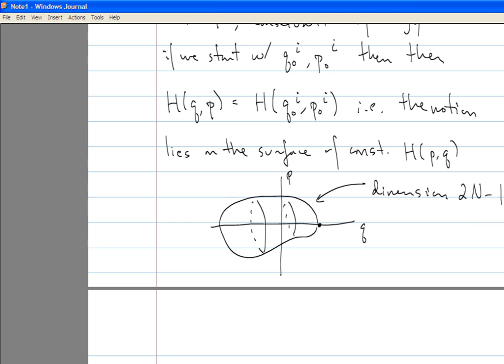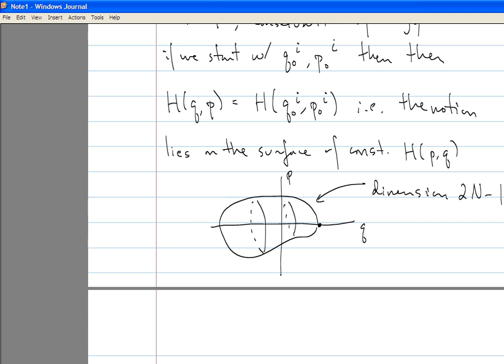So the statement of conservation of energy with systems with more than 1 degree of freedom is not enough to completely classify the motion. So for a system with 1 degree of freedom, we could write down explicitly an integral formula, for example, for the period of an oscillation, for an arbitrary system. But we can no longer do that in higher dimensions.